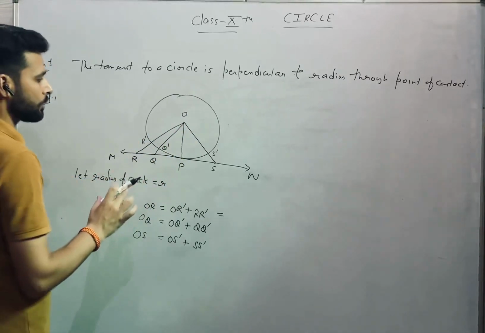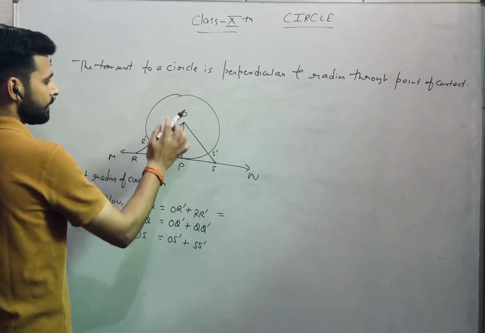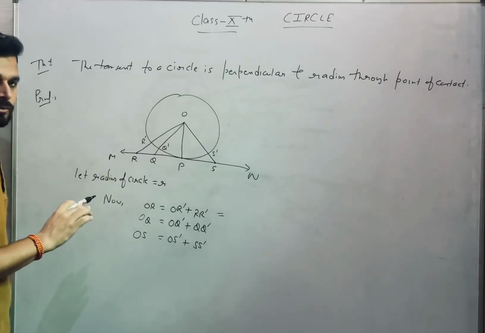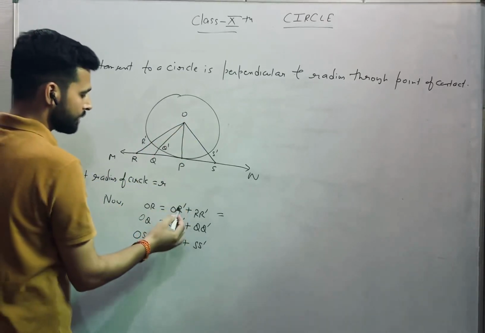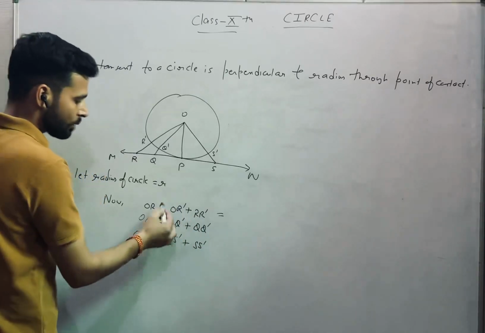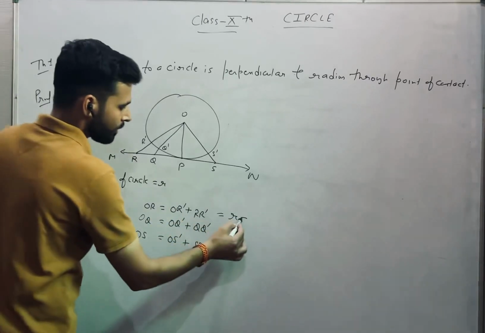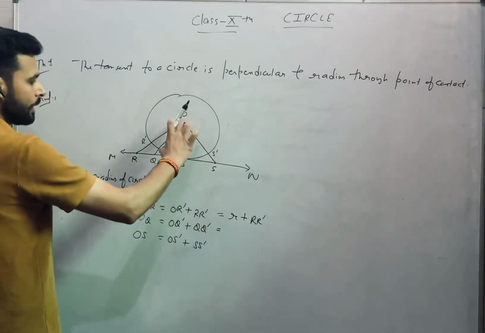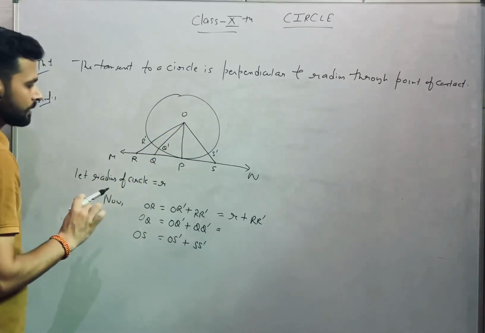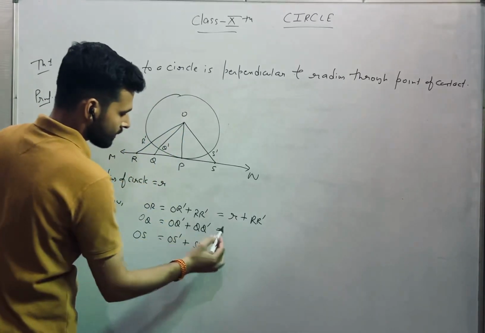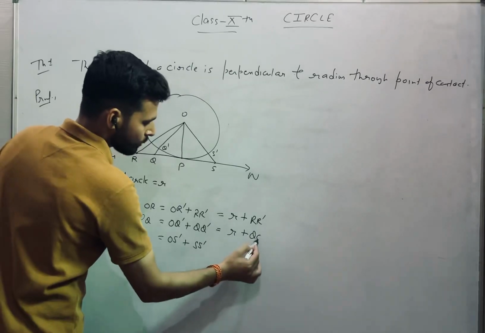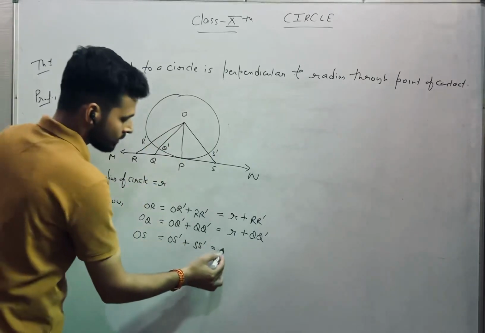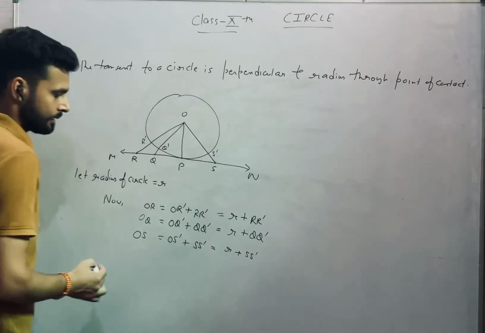Now OR dash, what is OR dash? OR dash is the radius of the circle. A line joining the center to the boundary of the circle is called the radius of the circle. So we can replace OR dash by R plus RR dash. Similarly, OQ dash is also the radius of the circle, so we will replace OQ dash also by R plus QQ dash. And OS dash is also the radius of the circle, so R plus SS dash.